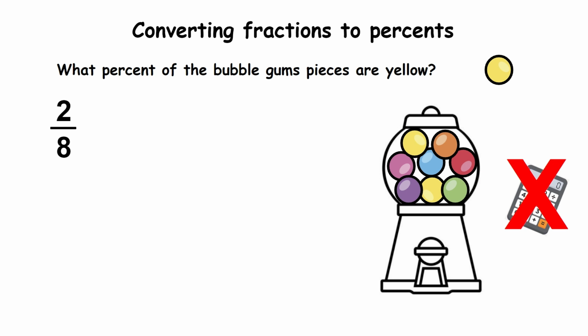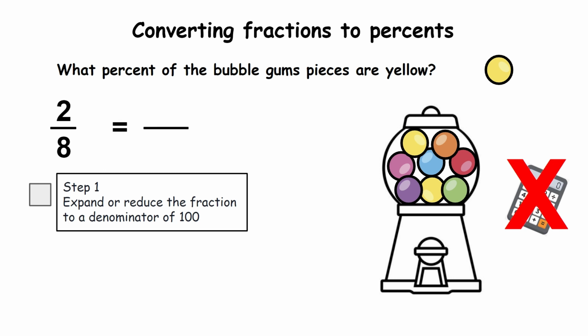So now that we have the proportion of bubblegum pieces that are yellow as a fraction, let's convert this fraction to percent. Now, a percent is a number out of 100. So the first step is to expand or reduce the fraction to a denominator of 100. Now, 8 is less than 100, so we'll need to expand this fraction. This means we need to take the denominator 8 and multiply it by a whole number that will equal 100.